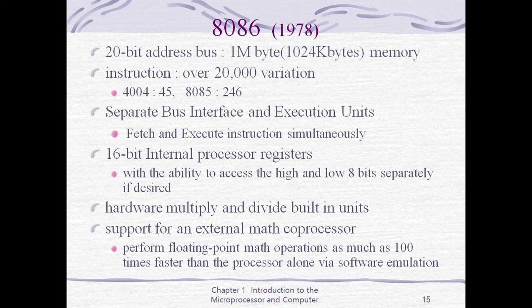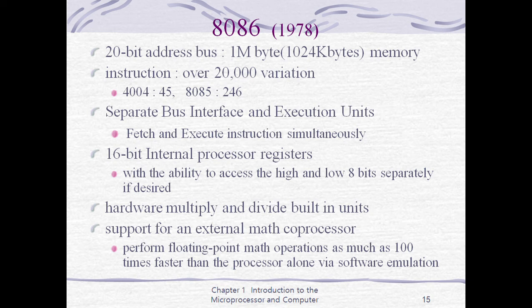A few more words about the 8086 microprocessor, because this was the most popular microprocessor of the Intel family. It has a 20-bit address bus. With this 20-bit address bus, it could address 1 million locations, and each location with 8 bits, so 1 megabyte of memory. The instructions that it had were 20,000 variations of instructions.